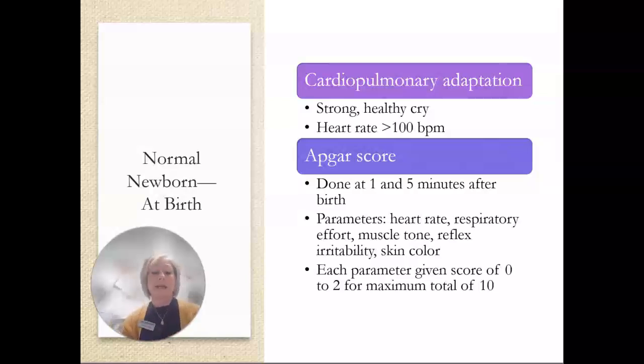Every baby is going to get an APGAR at 1 minute and 5 minutes. Those APGAR scores kind of tell us how well that baby's doing. So we look at 5 different things: heart rate, respiratory effort, muscle tone, reflex irritability, and skin color. They're going to get a 0 to 2 for each of those things. So the highest they can get is a 10, and the lowest they can get is a 0.